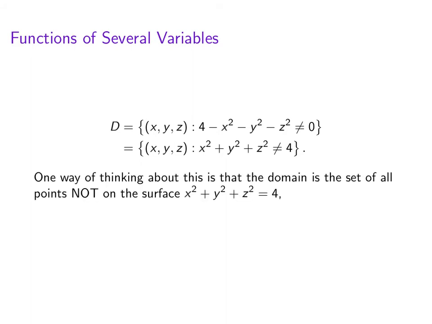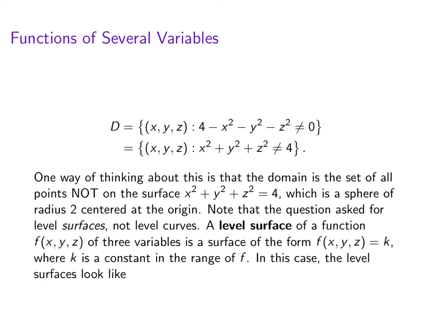Here's one way of thinking about this. The domain is the set of all points that are not on the surface x squared plus y squared plus z squared equals 4. And we recognize that surface. That's a sphere of radius 2 centered at the origin.